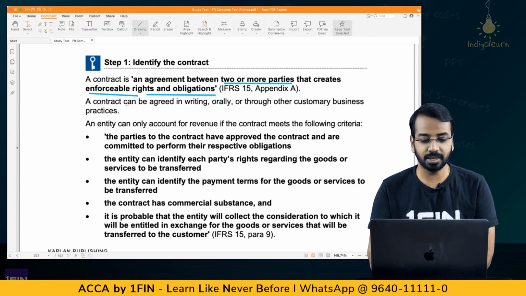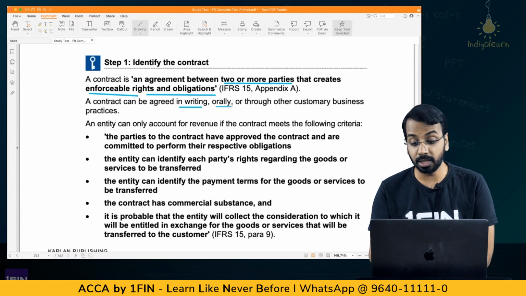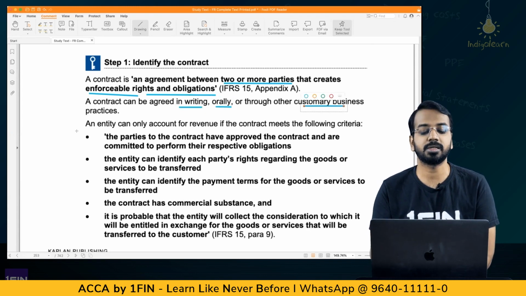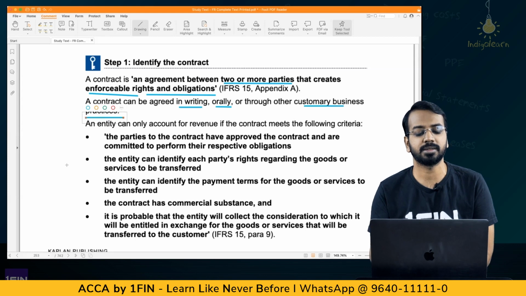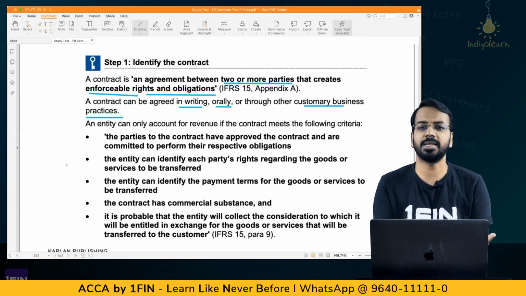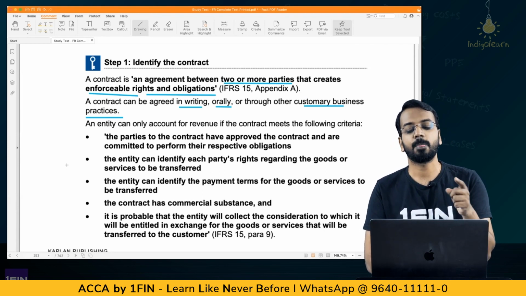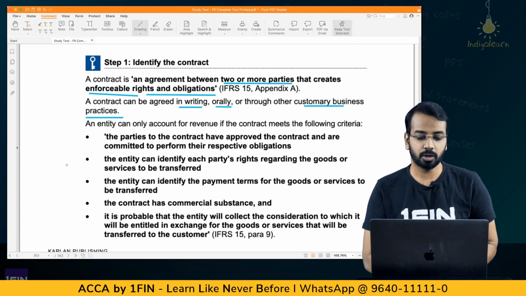Okay, and as we have discussed, the contract can be in written format, it can be oral, or based on any other customary business practices. Now, what are these customary business practices? Maybe if you go to a supermarket, you pick up the products. It implies that you have purchased a product and you have to make the payment. So based on that also, you can identify the contract.